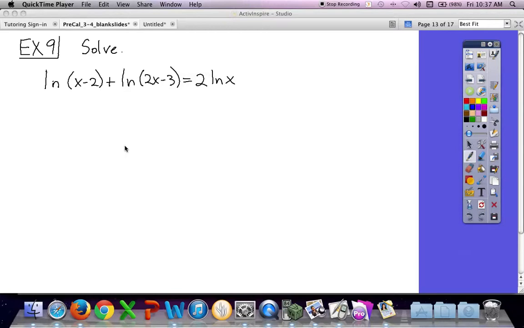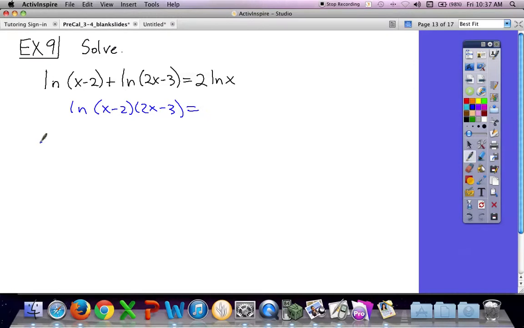Remember the homework from last night? You apply which property for these two? A product property, right? You're going to condense like we did last night in the homework. These two are a product property. You can write that as ln of x minus 2 times 2x minus 3.